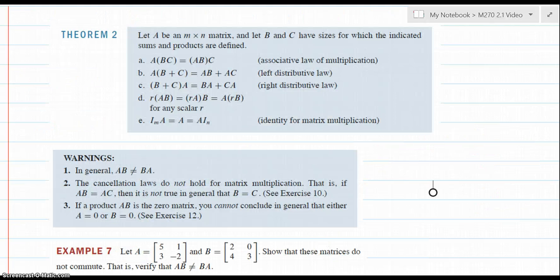The last thing in this video is the next theorem, the properties of matrices. Matrices are associative. You can distribute. One warning though, these are all the rules. You cannot commute.